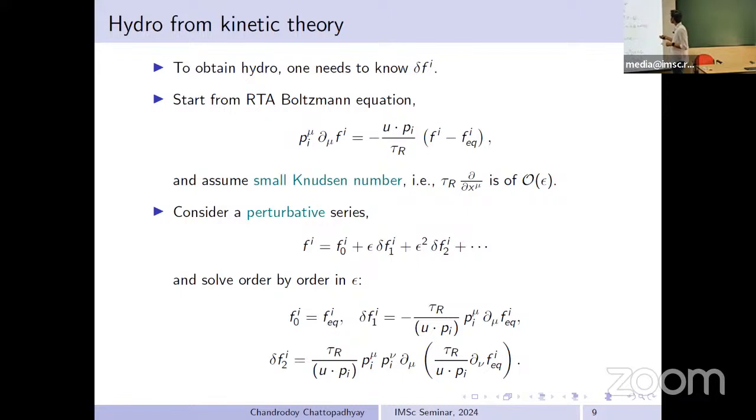So I will be calculating this only for some specific flow profiles, where symmetries restrict my flow velocity to be a certain kind. So for that, I will do this complicated procedure.